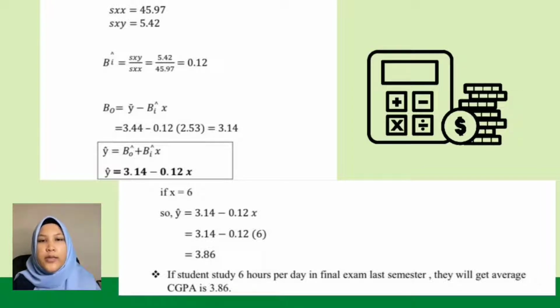So if x equals 6, we must calculate y. If x equals 6, we get the new y as 3.86. Okay, 3.86. So if a student studies 6 hours per day in the final exam semester, they will get an average CGPA of 3.86.